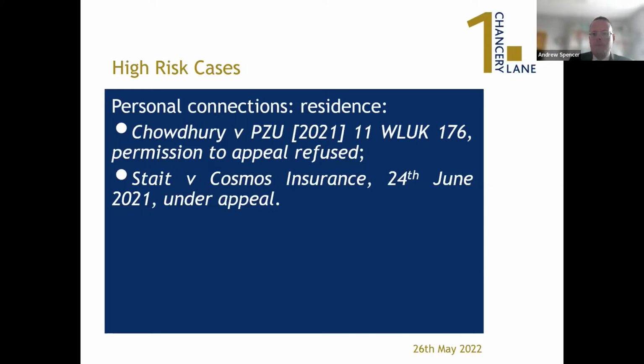So this is quite a controversial decision. As I say, it's essentially the opposite result to the Chowdhury case, and perhaps unsurprisingly, it's under appeal. So watch this space. We may be talking to you about this case in future to say that the decision has been overturned.